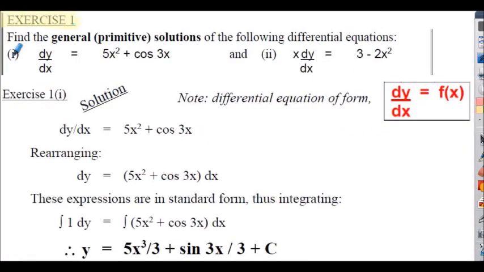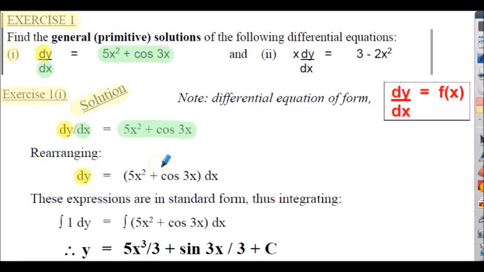So exercise 1, part 1, I'm given dy by dx is equal to 5x squared plus cos of 3x. So here's exercise 1, part 1 solution. As with all the problems in this presentation, we'll be able to rearrange the equations to have x terms on one side and y on the other. So in this case, all I have to do is multiply both sides by dx.